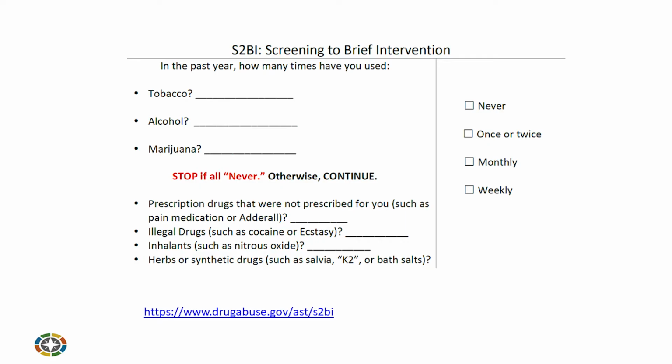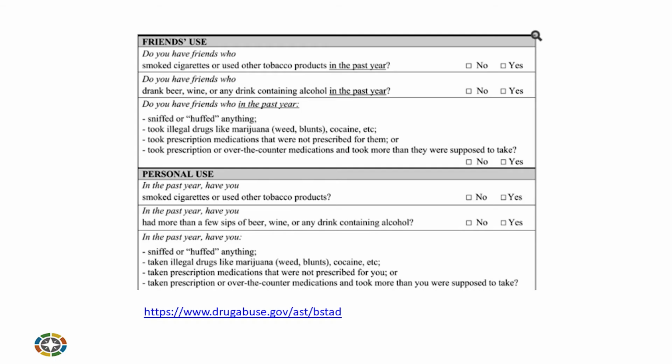This is the screening to brief intervention. You ask, in the past year, how many times have you used tobacco, alcohol, or marijuana? If somebody says never, you're done. But if they say anything other than never, such as once or twice, monthly, or weekly, then you continue and ask about prescription drugs that were not prescribed to you, such as pain medications or Adderall, illegal drugs such as cocaine or ecstasy, inhalants such as nitrous oxide, and herbs or synthetic drugs such as salvia, K2, or bath salts, right? And then that can give you information about whether or not somebody is using substances illicitly. It does not mean that they can't get an opiate. It just might mean that that person might need a shorter duration of opiates and closer follow-up visits.